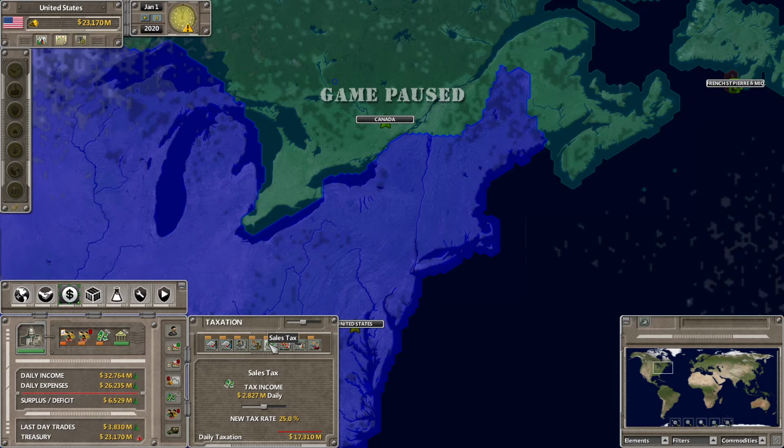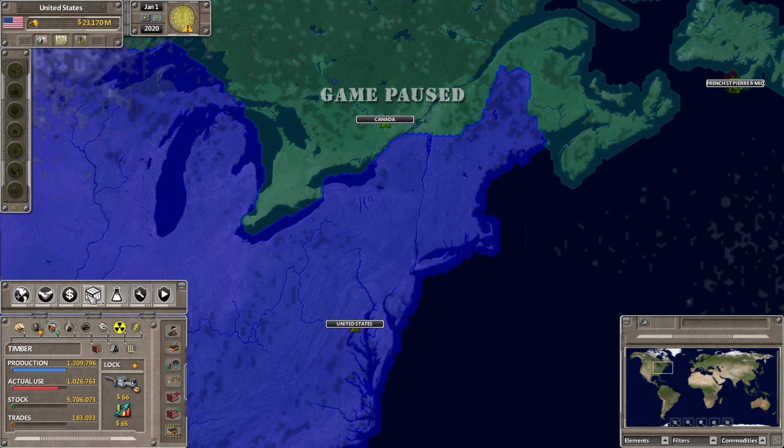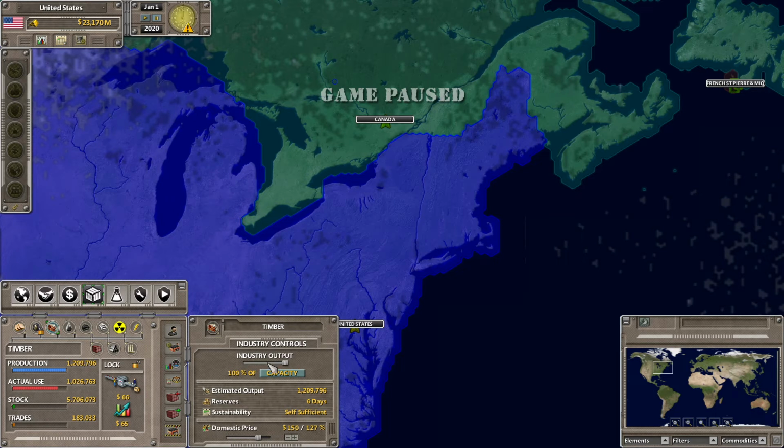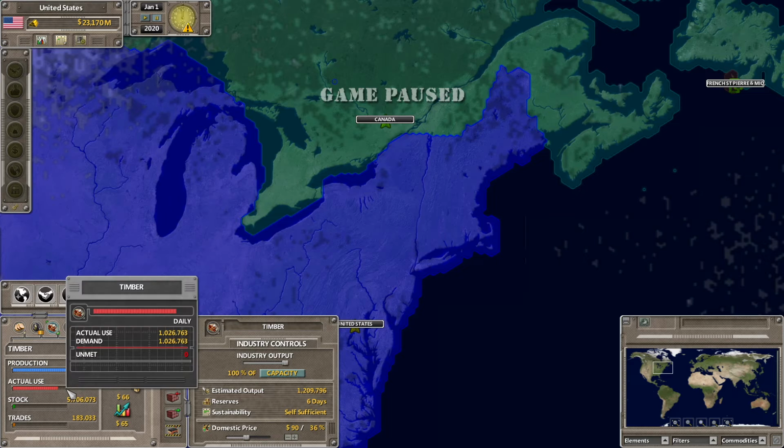And then there's sales taxes. Sales taxes don't have nearly as much of a domestic approval rating hit as the income taxes do. And what they actually do is, we go back over here to the resources and we look at, for example, selling timber to the population. You're actually taxing the price at which you are selling goods to your population.